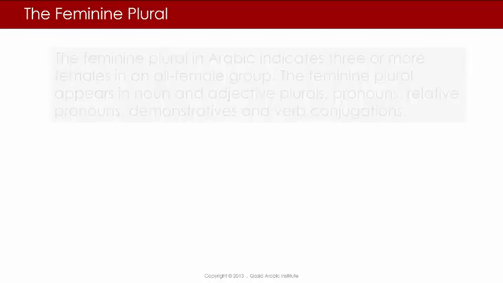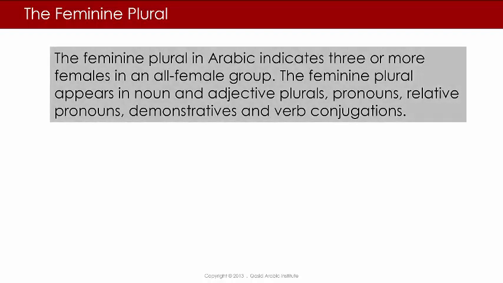In this video, we're looking at the feminine plural, or jam'ul mu'annath. The feminine plural in Arabic indicates three or more females in an all-female group. The feminine plural appears in noun and adjective plurals, pronouns, relative pronouns, demonstratives, and verb conjugations.